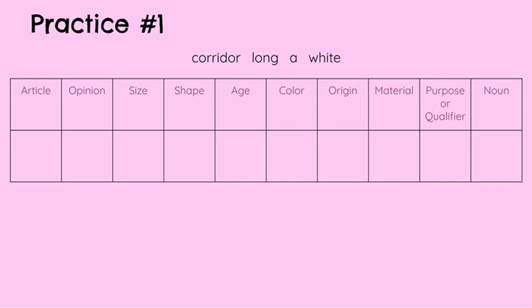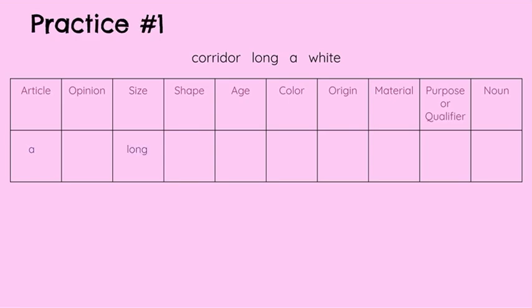So, corridor, long, a, white. Those are our words. Now we're going to check. Obviously, we're going to have an article, which is a. So that's filled up now. An opinion. What we have left is white, long, and corridor. None of those are really an opinion, so we're going to skip through that. Size: white, long, corridor. Long is a size because it's telling you the size of something, how much it is. So we're going to put long for size.